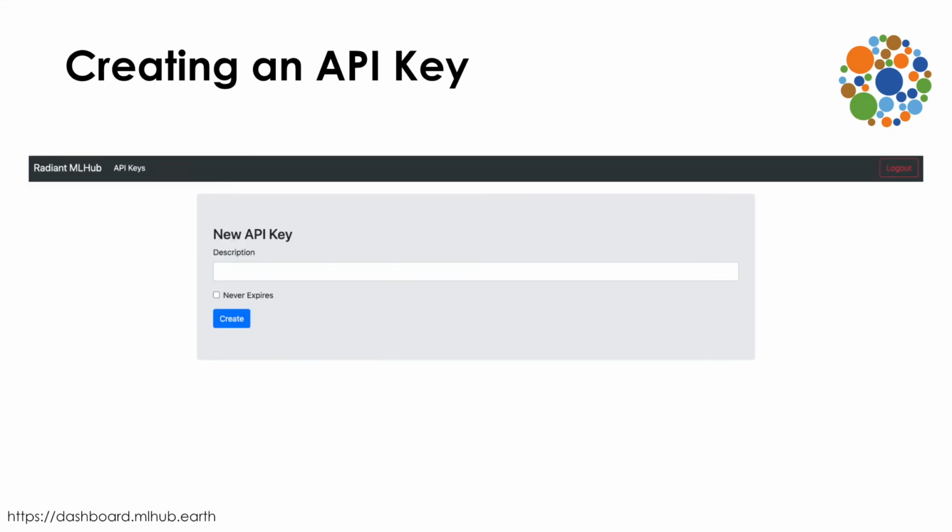Here you can fill in a description for the API key, usually just default if you only have one API key. And then you also have the option of having the API key never expire. If you check that, the API key will always be valid. If you uncheck it, it will expire in 30 days.